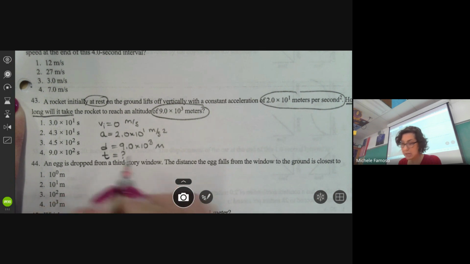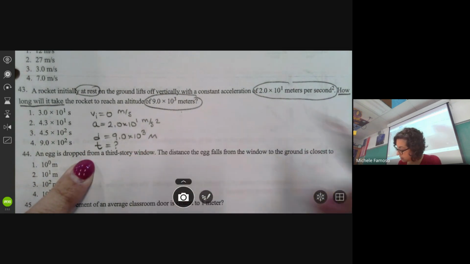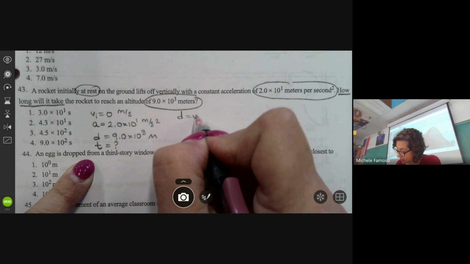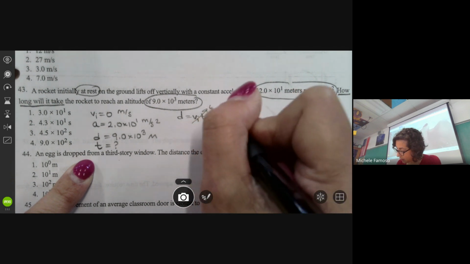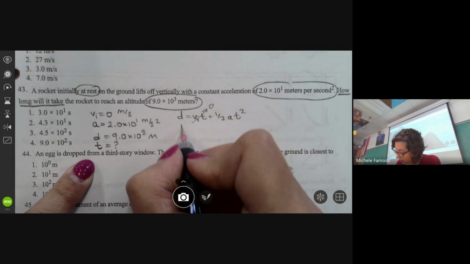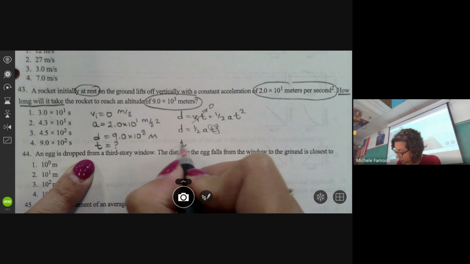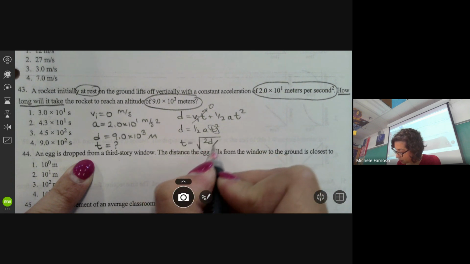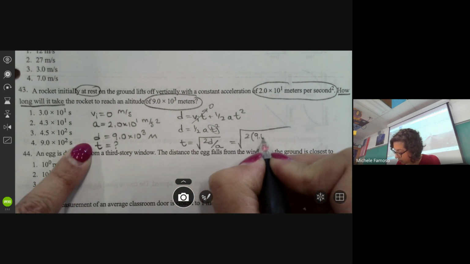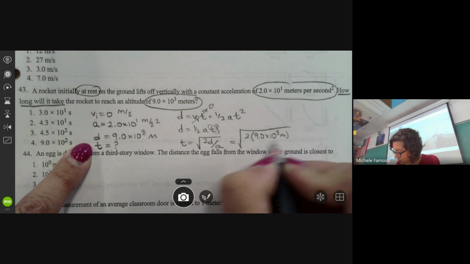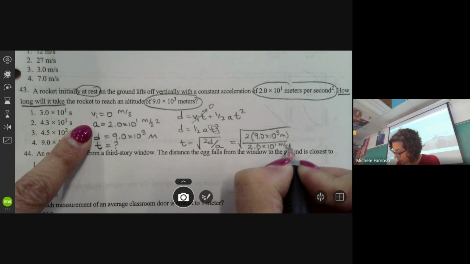I'm looking for T. The only equation on our reference table which has those 4 values is D is VIT plus 1/2 AT squared. Since VI is 0, that's going to go away, which means I'm going to manipulate D is half AT squared for the T. So the T will be the square root of 2D over A. That is the square root of 2 times 9.0 times 10 to the 3 meters over 2.0 times 10 to the 1 meter per second squared.